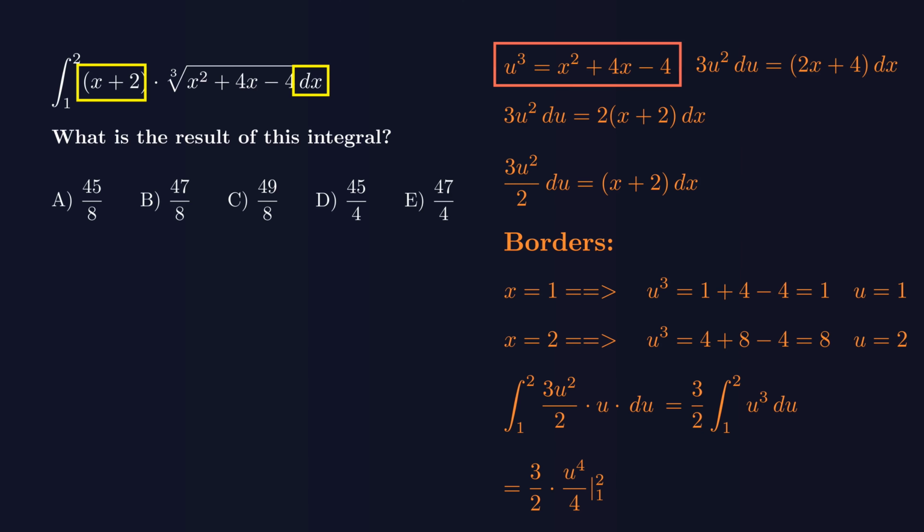evaluated from 1 to 2. Now, if you plug in u = 2, you get 6. If you plug in u = 1, you get 3/8. So the final result is 45/8. The correct answer is option A.